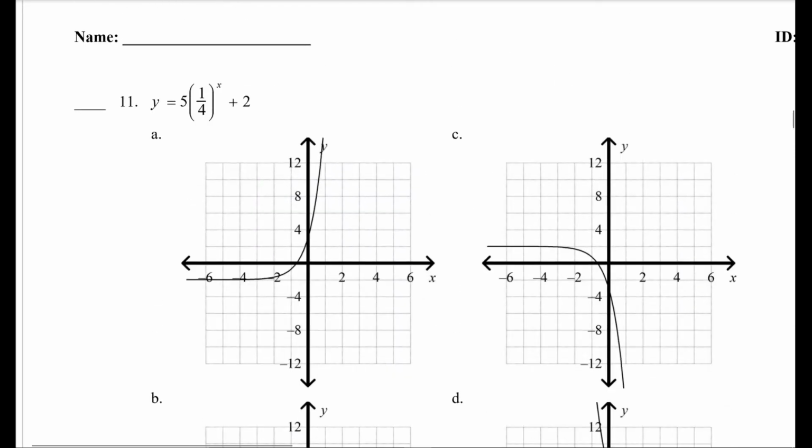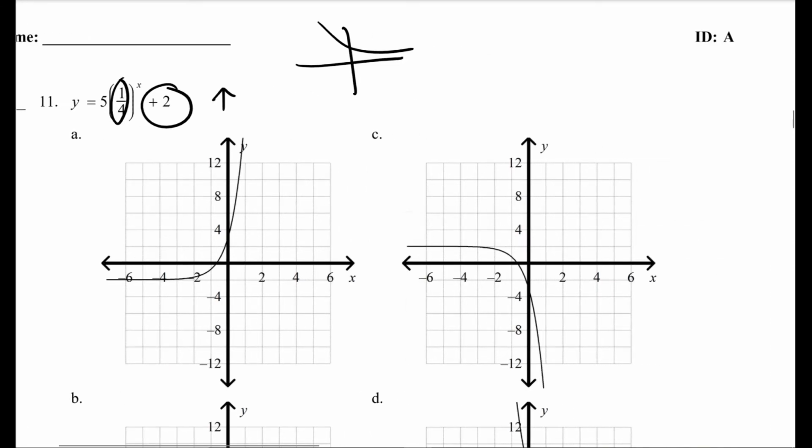Number 11, we have another decay, so we know it goes like this. Now the 2 here indicates that it's shifting the function up. So that means that it's still going in the same direction, but it's shifted up 2 instead, okay? So that means that the asymptote is now going to be at the 2 rather than at the 0. So normally the asymptote is at 0, but now the asymptote is going to be at 2. So that's all it does, it shifts it up.